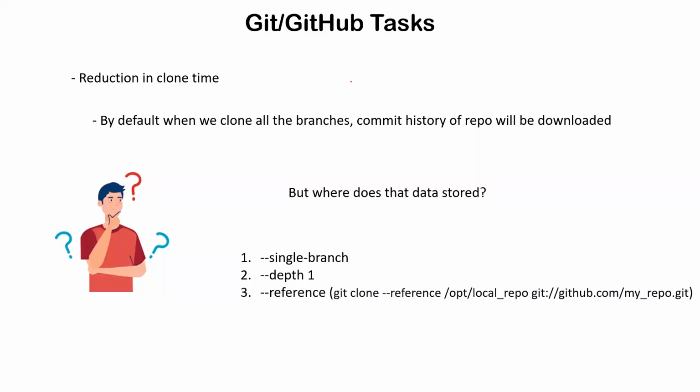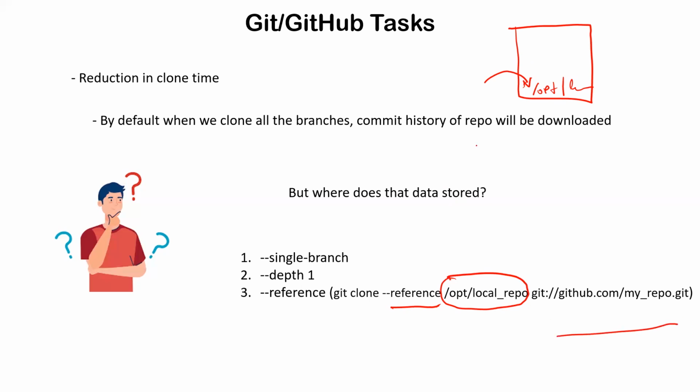The way the --reference option works is, let's assume this is the machine where we want to clone the repository. Before that clone or pipeline run itself, we would have downloaded the repository onto a specific location. Let's assume that location is /opt/local-repo. Whenever the pipeline is executing the clone step, we use the option --reference with the location of the repository which has already been cloned, and the clone link.